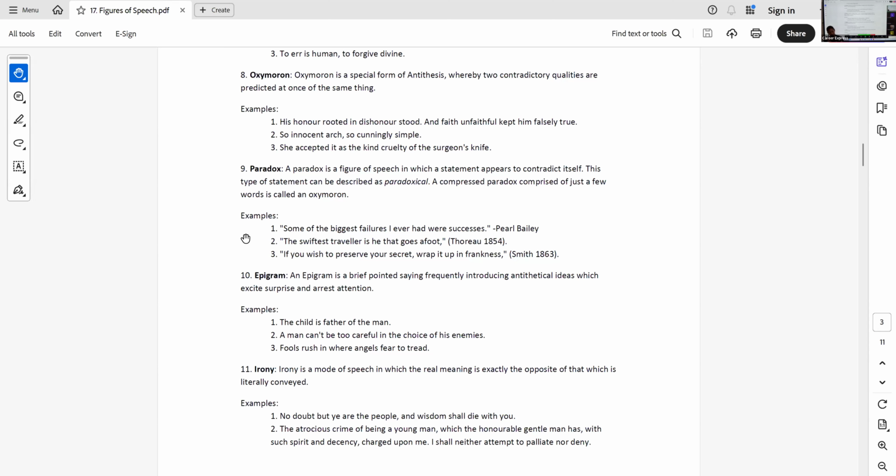Okay. You can see these sentences. Some of the biggest failures I ever had were success. So this is obviously a contradictory situation. The swiftest traveler is he that goes afoot. Afoot means walking. If you wish to preserve your secret, wrap it up in frankness. So paradoxes have always been used to add interest to language. For example, the first sentence has a very thought-provoking effect. You start thinking about this sentence. How can success be failure?